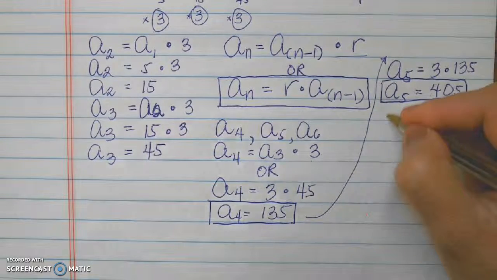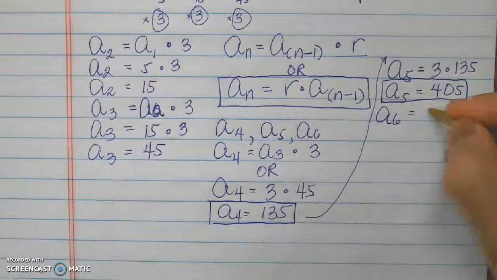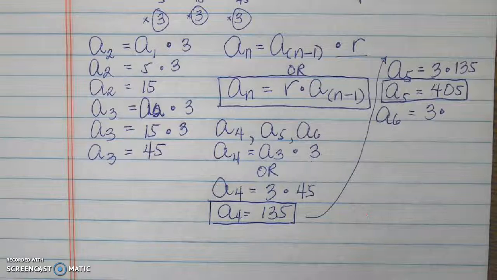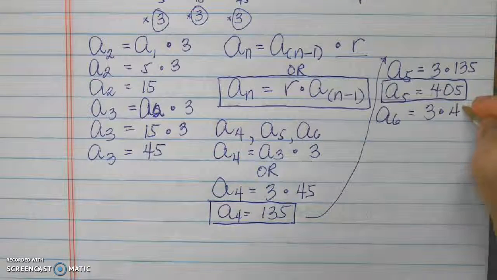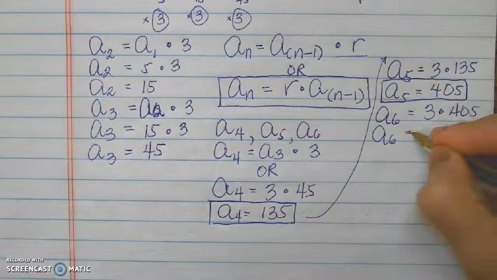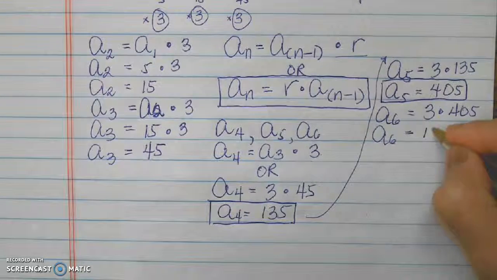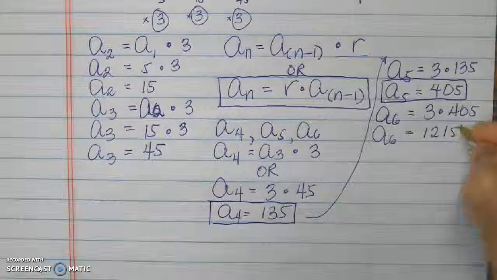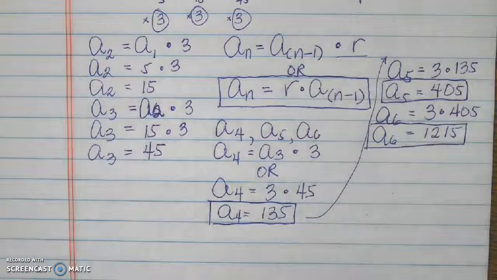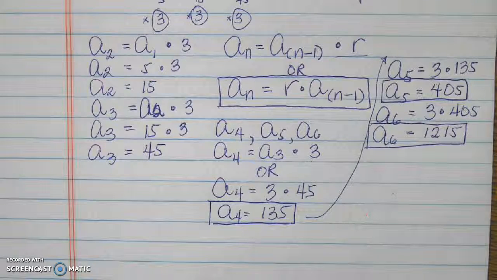And my A6 is 3, which is your R, times your A5, which is 405. And so my A6 is 1,215. All right? So good luck on your exploration of recursive formulas.